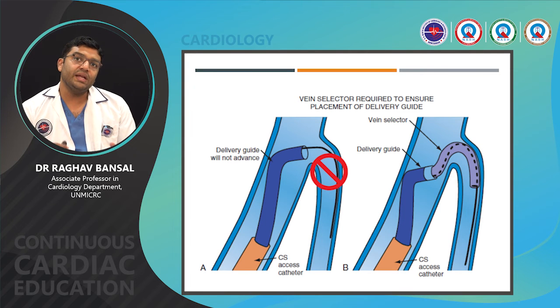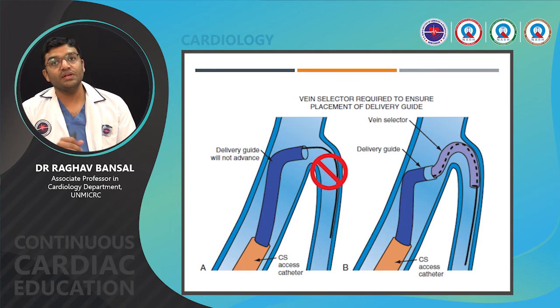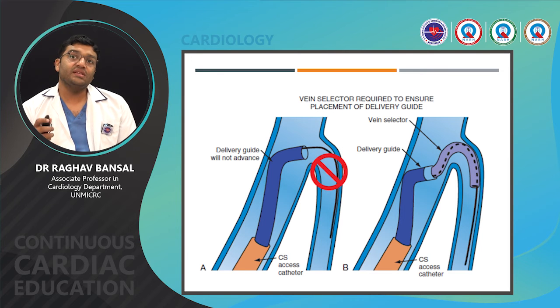There are many shapes of delivery guides available. If the delivery guide is also not able to get inside the vein, then we can even use another vein selector inside that delivery guide. Vein selectors are also available with different shapes and curves, which can help tackle the tortuous and angulated origins of the branches from the CS.